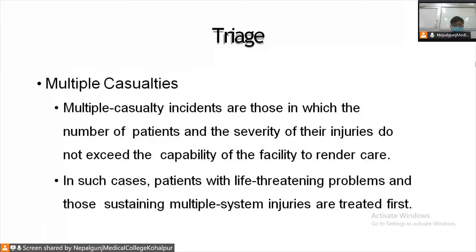Now, triage. This is usually done in case of multiple casualties, and multiple casualties are incidents in which the number of patients and severity of injuries do not exceed the capacity of the facility to render care. This is the scenario where we see the casualty is usually high, so the facility is less.